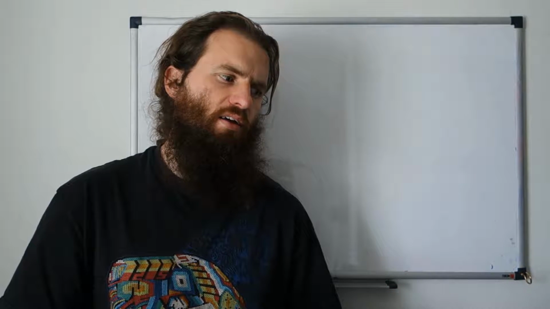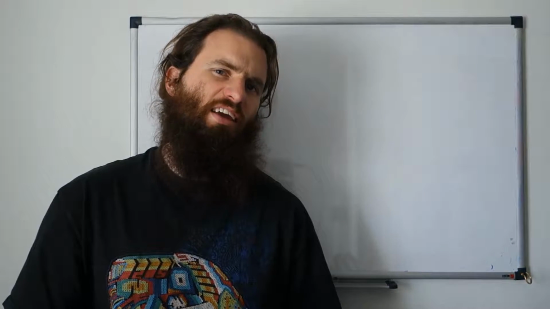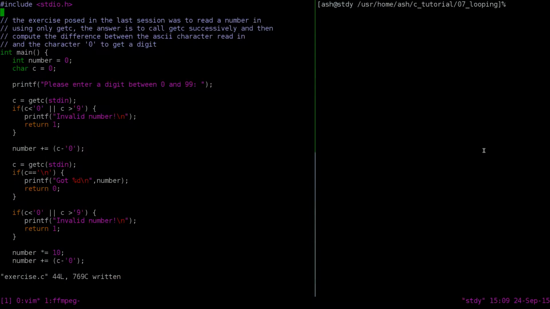Now before we look at those, I'll just briefly cut to completing the exercise that we set in the last episode, which was how to read in digits from the standard input stream using only getc. Last week's exercise was to read a two-digit number in using getc and with reference to the ASCII character set. So let's have a look at the solution.